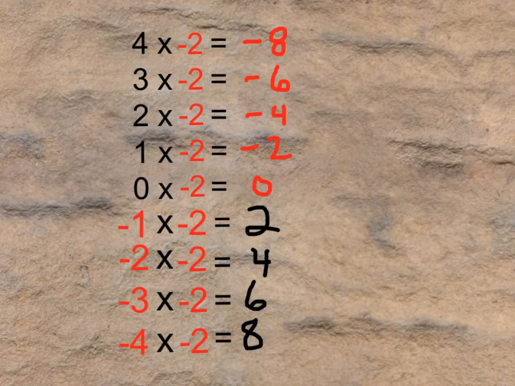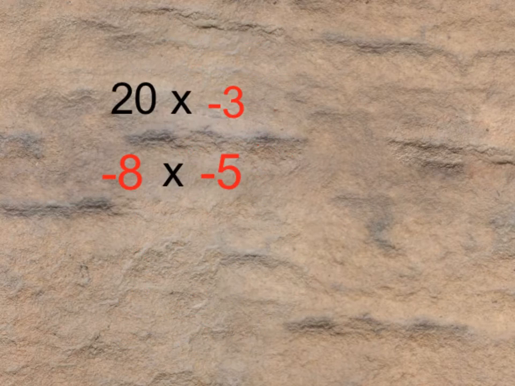Therefore, we can conclude that when we multiply a negative times a negative, we will always get a positive product. So in summary, a positive times a negative or a negative times a positive is a negative product, and a negative times a negative is a positive product.